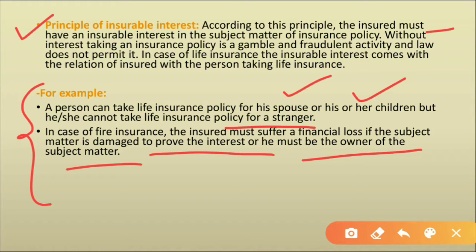Now for example, students, this says that in case of a fire insurance policy, if a person, for example, I am the person, I have a factory and I have taken fire insurance for my factory. Now the insured means me, the individual. The insured must suffer a financial loss if the subject matter is damaged to prove the interest.